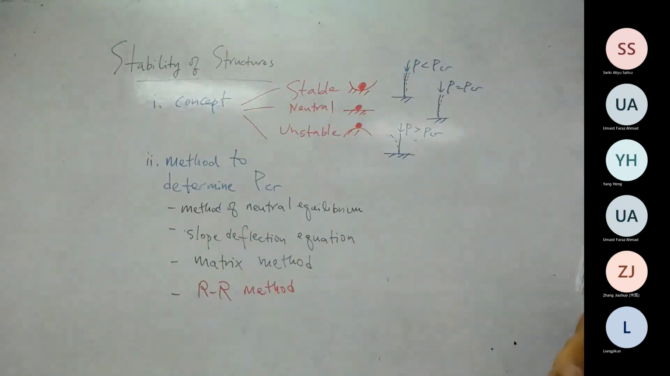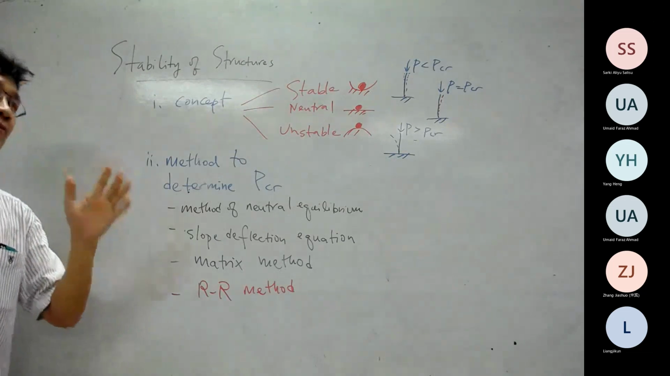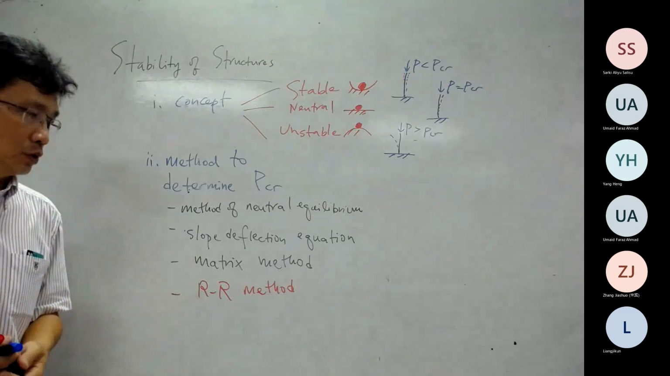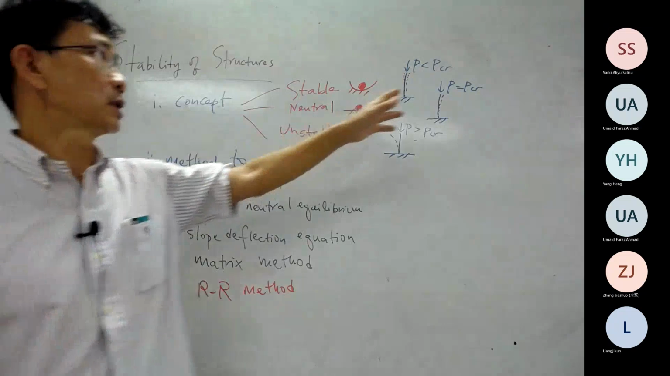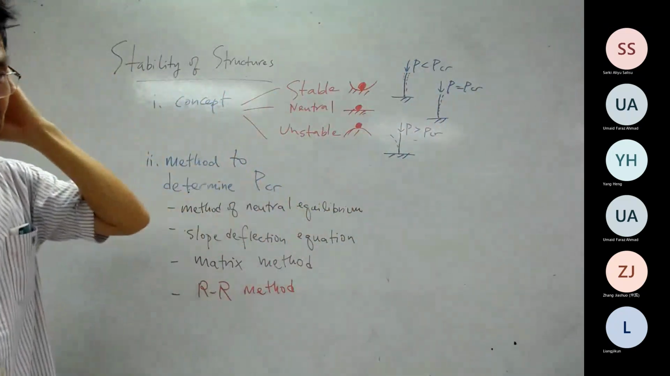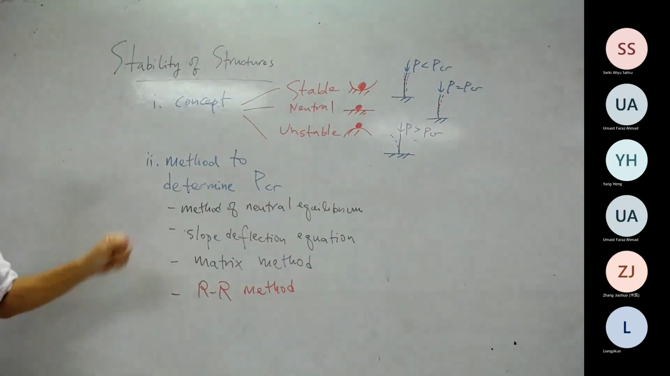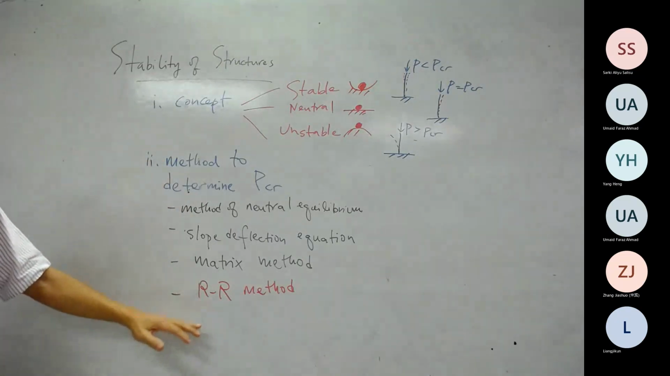For the matrix method, you will be given the stiffness matrix that you need to use, and then you form the structure stiffness matrix. To get P critical, in order to get a non-trivial solution, the determinant of the structure stiffness matrix must be zero. So this is the overall picture first. Later I go into a bit more detail.